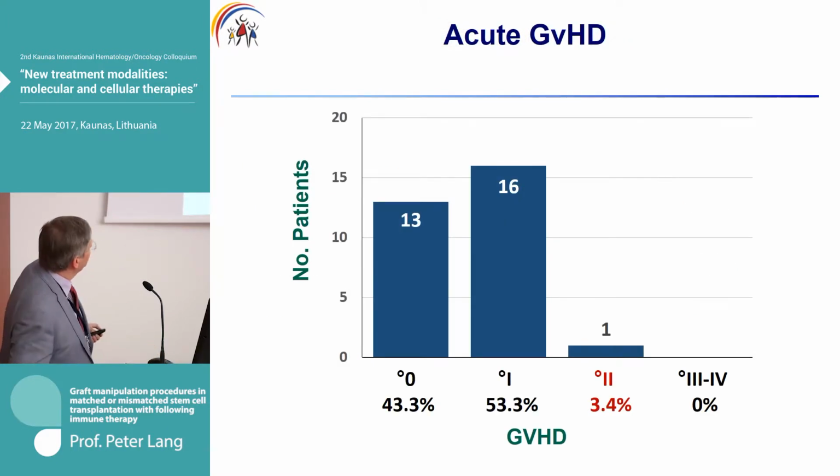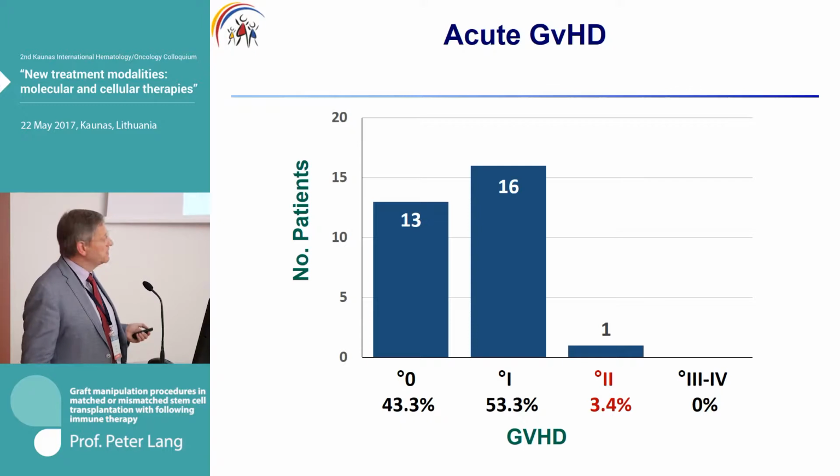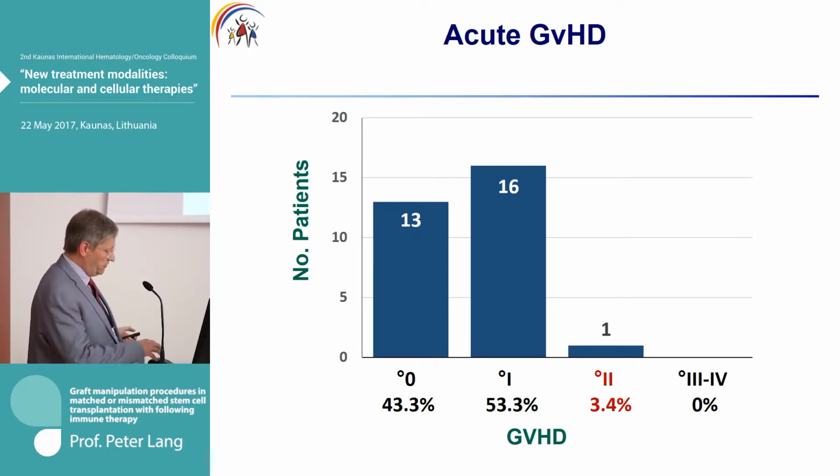And this is the incidence of acute GvHD, which was extremely low, with only one patient developing GvHD grade 2 and without any severe GvHD.